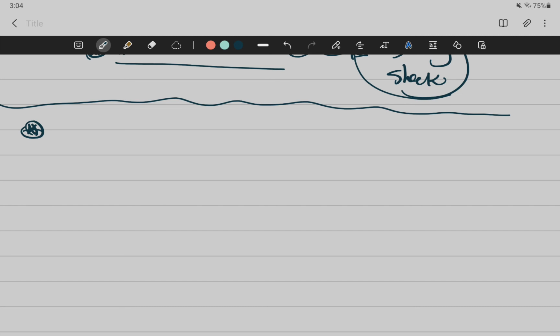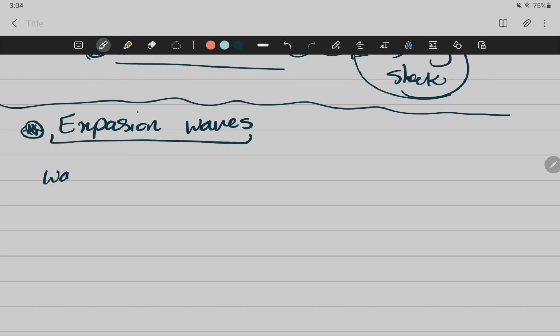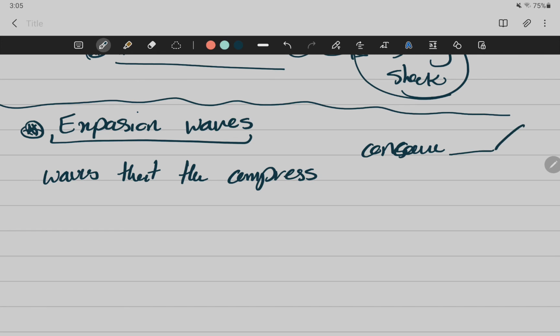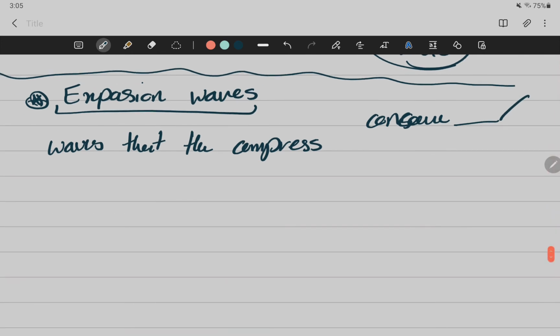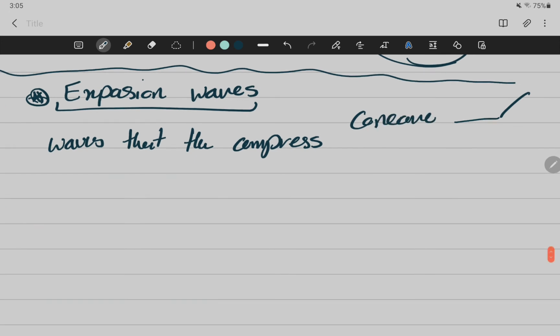Let's talk about the expansion waves. So far we have talked about waves that compress the flow. The streamlines get closer to each other, right? We are talking about a concave geometry. It is concave, right? I'm using the correct one. I always have trouble. Concave geometry.